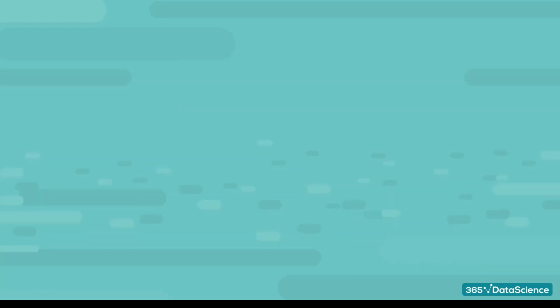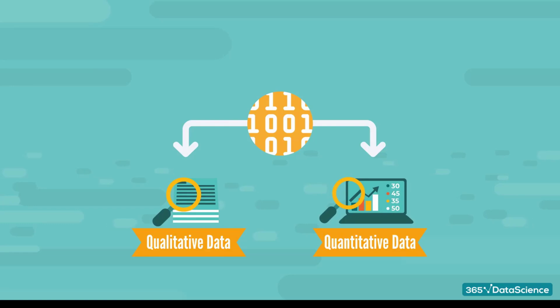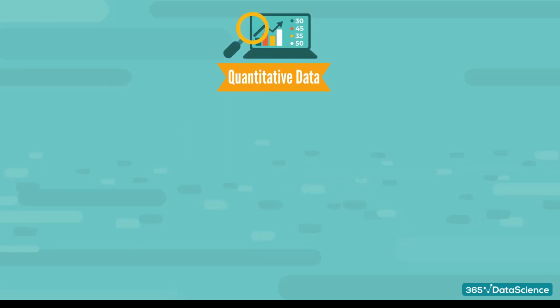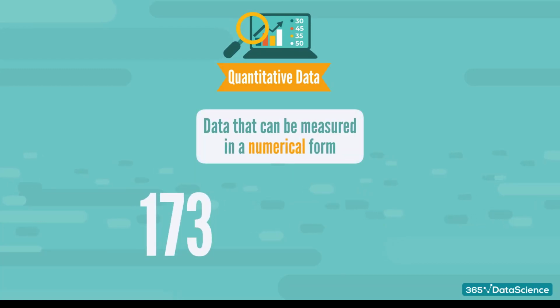In this lesson, we'll make the important distinction between qualitative and quantitative data. This would allow us to understand what kind of data and characteristics we're working with. So, let's begin by examining quantitative data. By definition, these are data that can be measured in a numerical form.